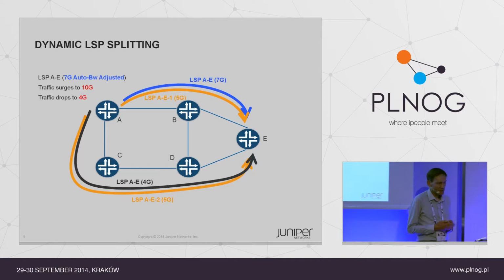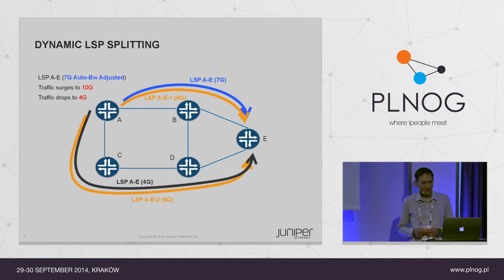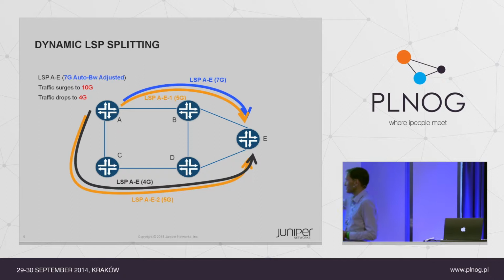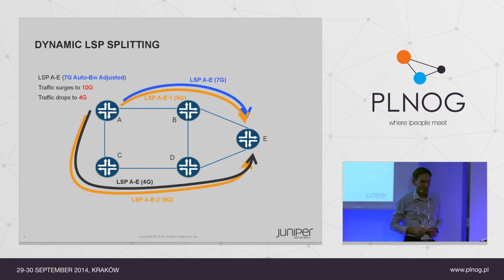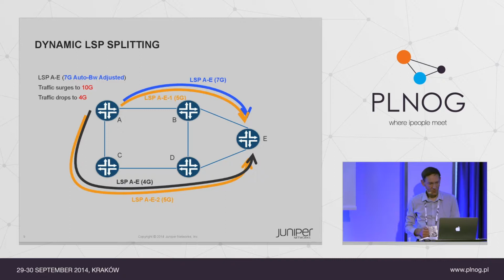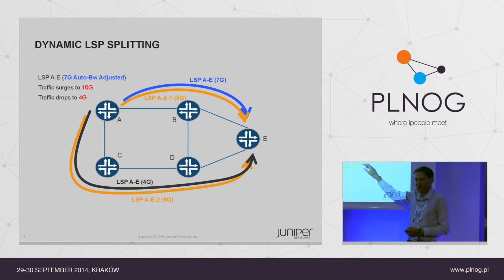Now, suppose the traffic increases. Perhaps we're getting towards the busy hour of the day, and this traffic is now approaching 10 gigs. And suppose 10 gigs is too much to send for one LSP across one path through the network. What the controller can do is make a dynamic decision to actually split the traffic across two separate LSPs. And so instead of having one 10-gig LSP, what we now have is two LSPs following different paths through the network, each carrying 5 gigs of traffic.